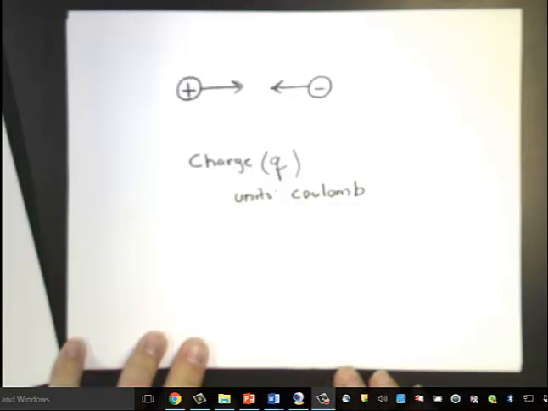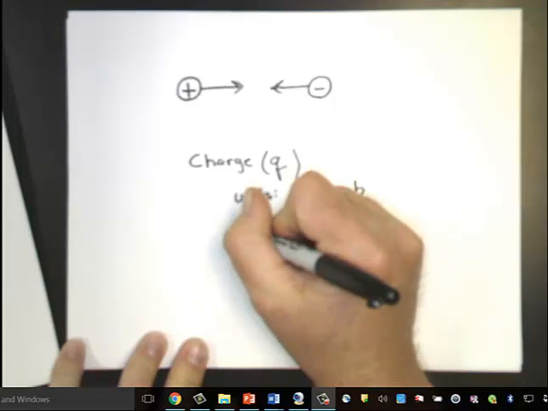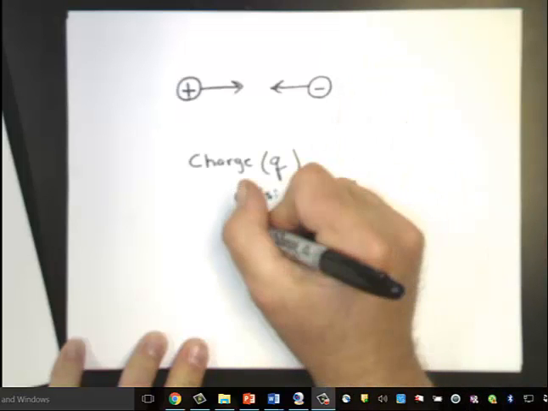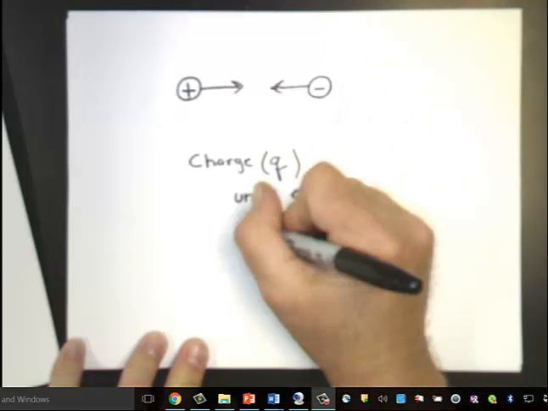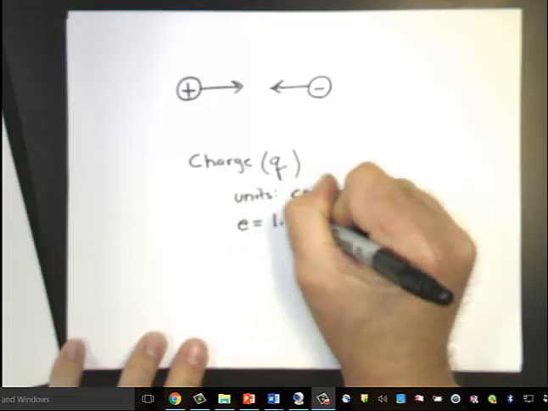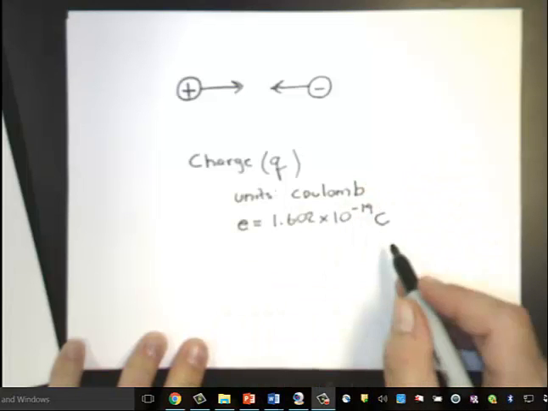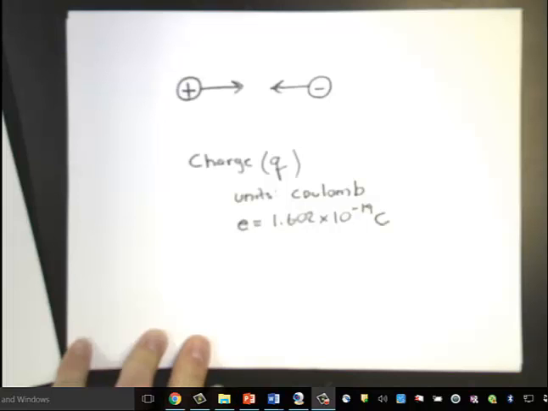The smallest charge you can get is the charge on one electron, or the charge on a proton. It's actually the same. Electron obviously negative, proton positive. So we call it the elementary charge. The elementary charge is 1.602 times 10 to the negative 19 coulombs. So the charge on one electron is negative 1.602 times 10 to the minus 19 coulombs. The charge on a proton is positive 1.602 times 10 to the minus 19 coulombs. The charge on a proton and the charge on an electron are exactly the same, but obviously opposite.